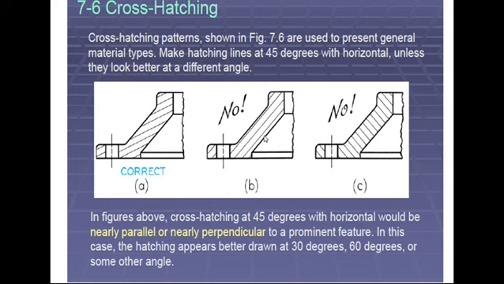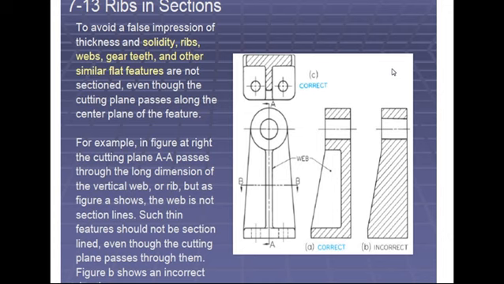So always your rib must be kept as it is. If you do hatching, it is the wrong way. This is the only thing you are required to keep in mind. If there is hatching to be done, always keep in mind whether a rib is present. If there is a rib, we never do the hatching.